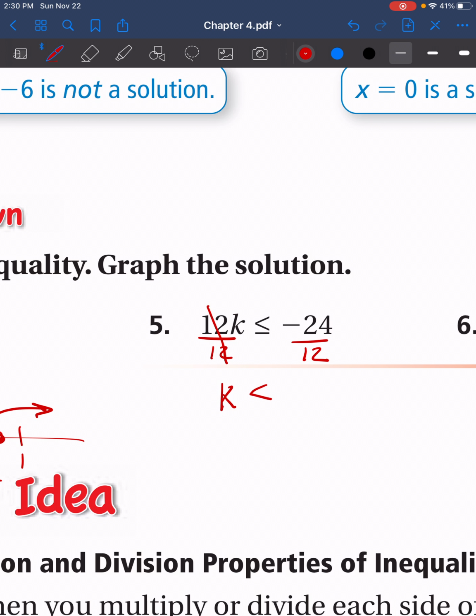K is less than or equal to -2, because you know 12 times 2 is 24. Now graph that little sucker. How easy is that? Just go to -2, closed circle, K is smaller, anything that way.